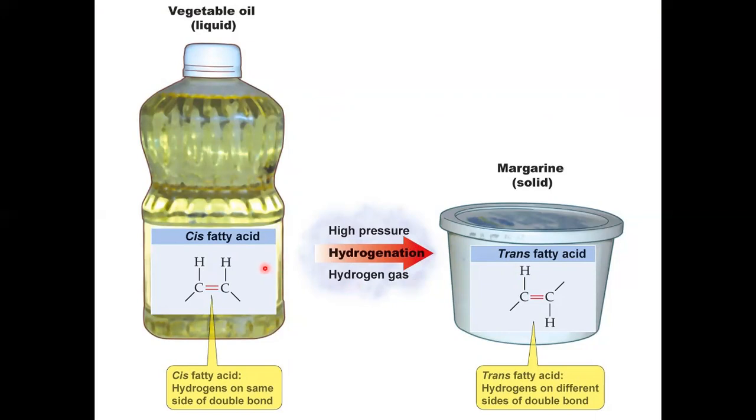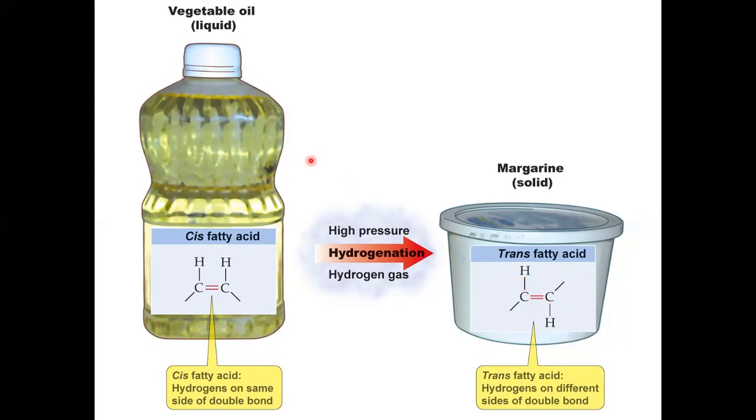How do we make trans fats? We take vegetable oil, we pressurize it, and we add hydrogen gas. That causes hydrogenation, which causes the bond to break. You add hydrogens, and then it forces the bond to reform in an unnatural shape.